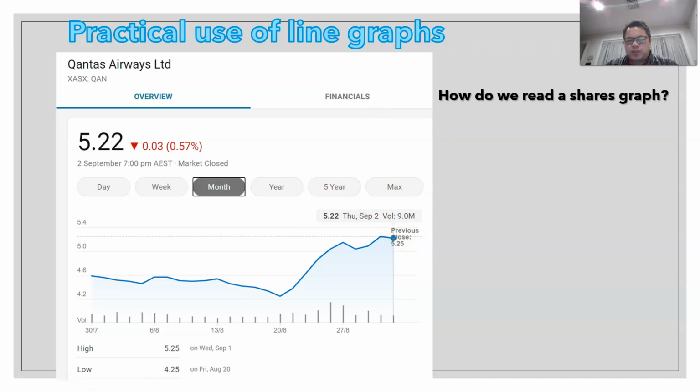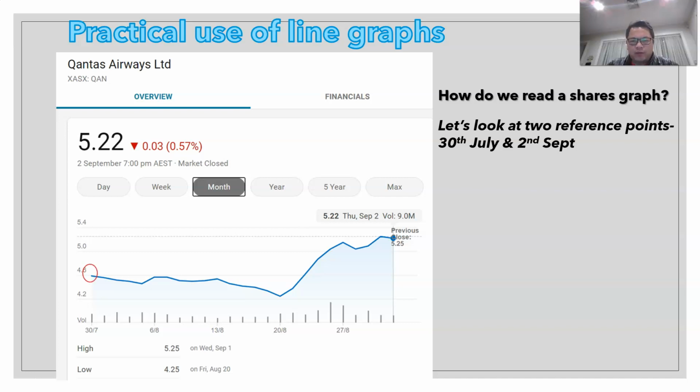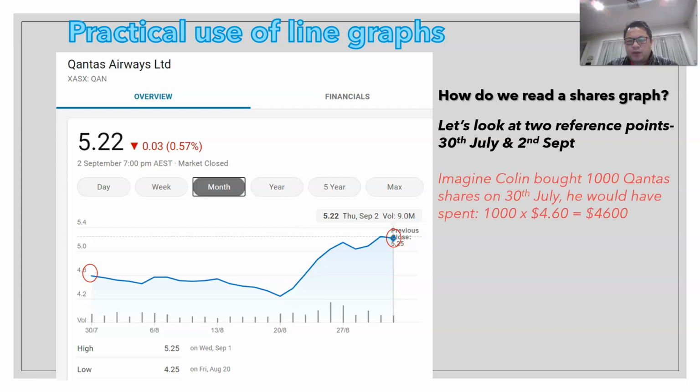How do we read a shares graph? First, let's use two reference points. One reference point will be the 30th of July, which is here, and the 2nd of September, which is here. Imagine Colin bought 1,000 Qantas shares. He's a rich man on the 30th of July. So for 1,000 shares, he would have spent $4.60 for each share, and 1,000 of them, he would have spent $4,600.